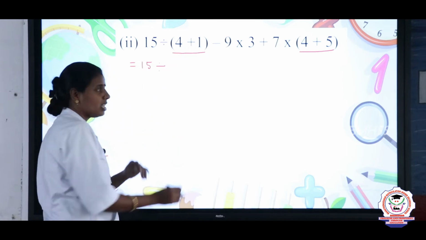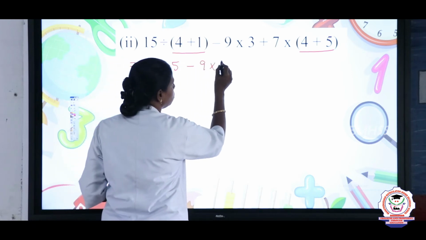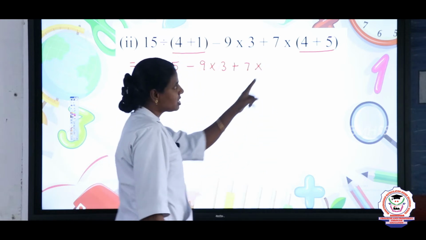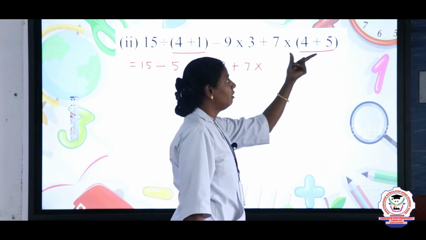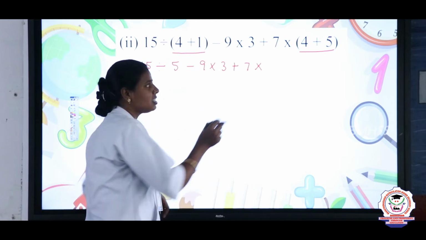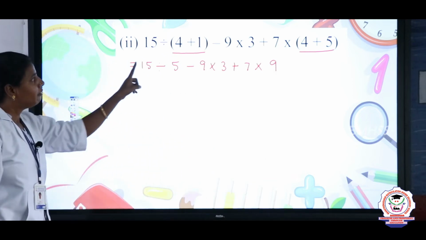4 plus 1 is 5, minus 9 into 3 plus 7 into, again which is given in the bracket is 4 plus 5. So 4 plus 5 is what? 4 plus 5 is 9. Now we have removed the bracket.